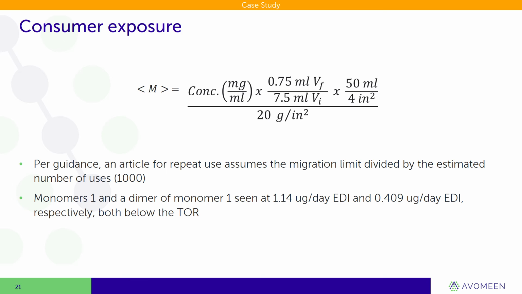And so the monomers that were found were calculated to have 1.14 micrograms per day estimated daily exposure and 0.409 estimated daily exposure for the dimer, both below the threshold of regulation. The others were below the threshold of regulation because they were below the limit of detection, and the limit of detection was well below the threshold of regulation. And this FCN sailed through with only some clarifying questions and became effective.